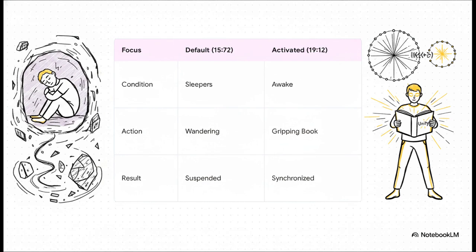Over on the left, we've got the default state. This is being a sleeper in the cave, wandering around, totally intoxicated by the illusion, just suspended in a fractured dual reality. But then, on the right, you have the activated state of 1912. You are awake. You are gripping the book with real structural strength. And the result? It's massive. The entire dual-field system mathematically synchronizes back to unity.